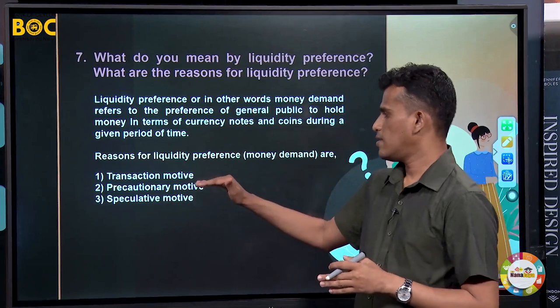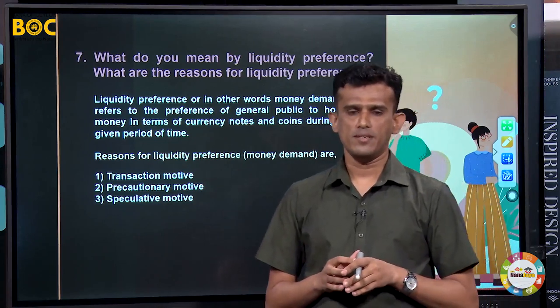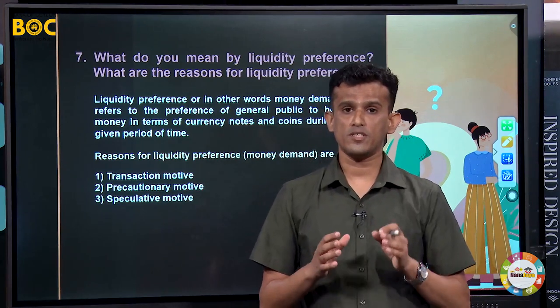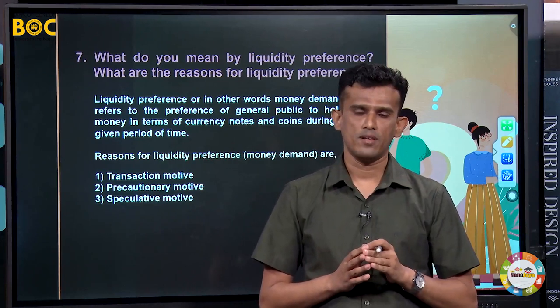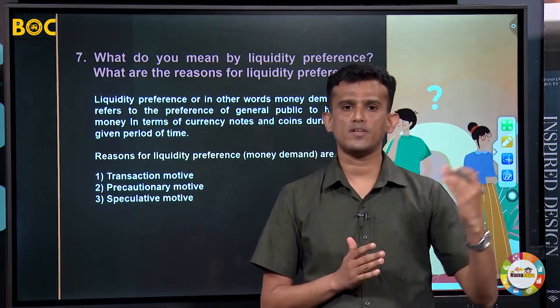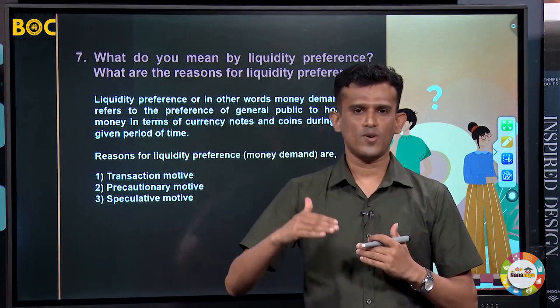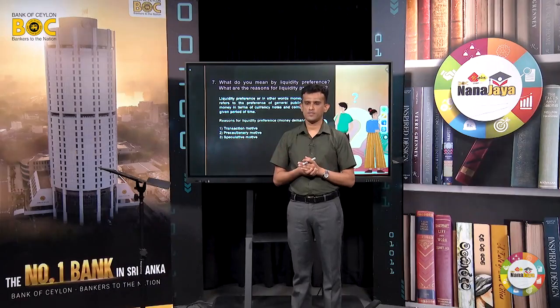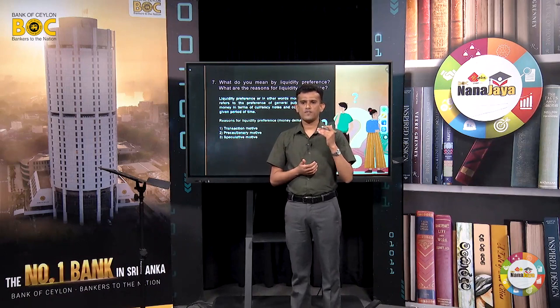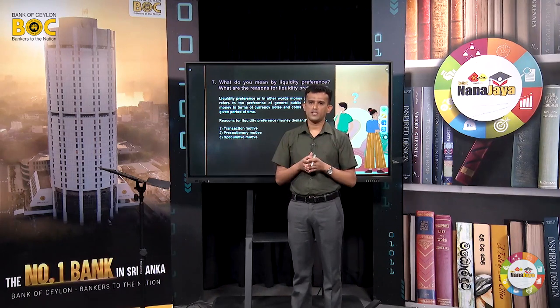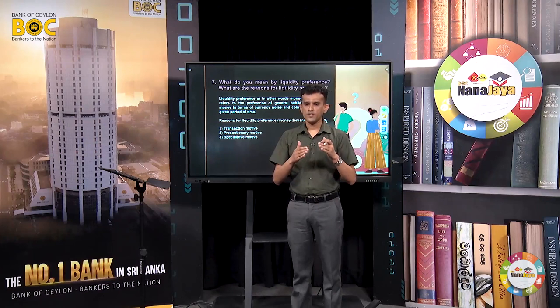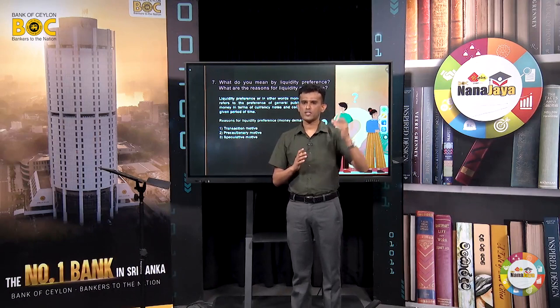Right? To the other way, what do we mean by the precautionary motive money demand? The precautionary motive money demand refers to the preference of general public to hold currencies with them in order to successfully face various unexpected situations. People may face illnesses, sudden functions and other unexpected situations. In order to successfully face these kind of unexpected situations, people tend to keep some cash balance with them. So this preference of general public to hold currencies with them in order to successfully face these kind of unexpected situations is identified as the precautionary motive money demand. The precautionary motive money demand is also a positive function of the level of income. When the level of income increases, the precautionary motive money demand goes up.